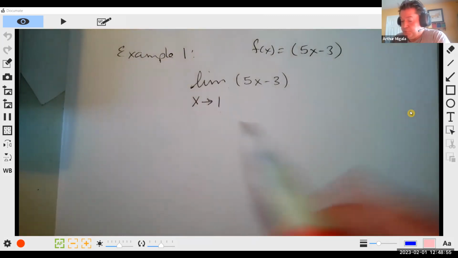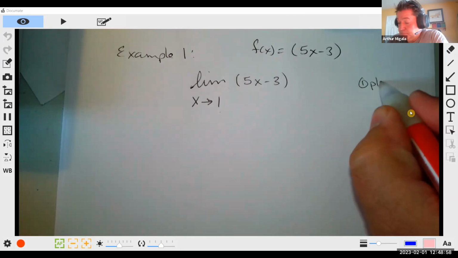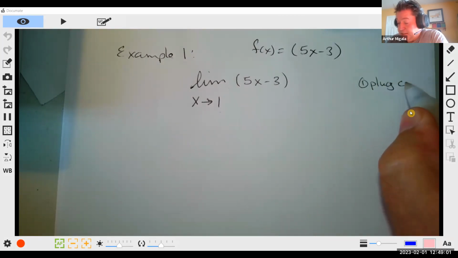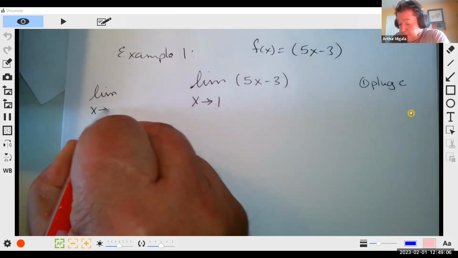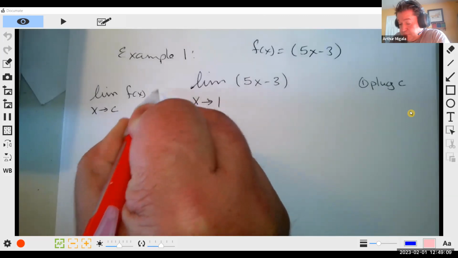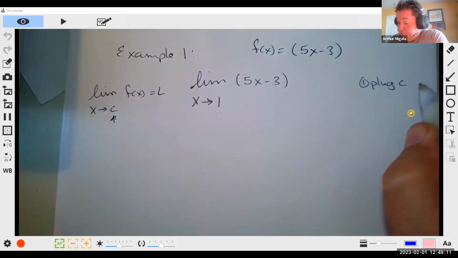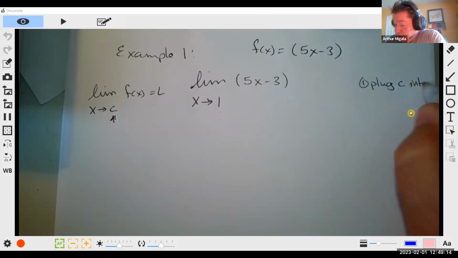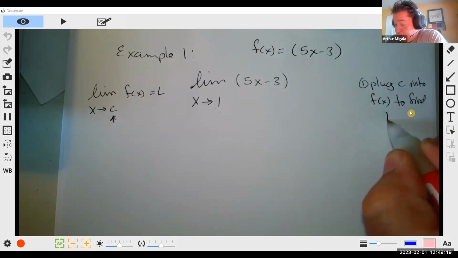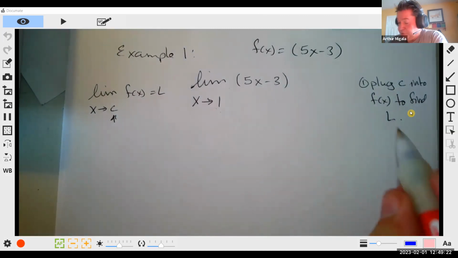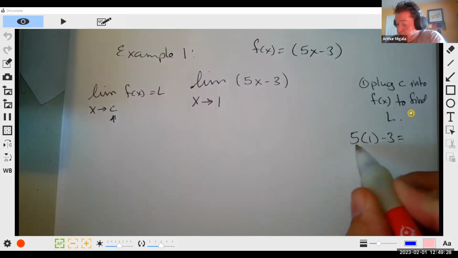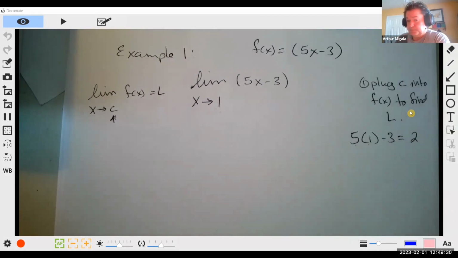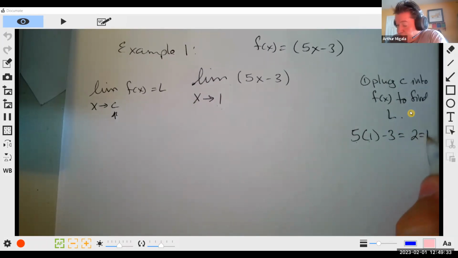All right, so the first thing you do: remember, this is the limit as x goes to c of f of x equals L. We first plug c into f of x to find L. So that's the first thing we've got to do. 5 times 1 minus 3. 5 minus 3 is 2. So this is our value L.